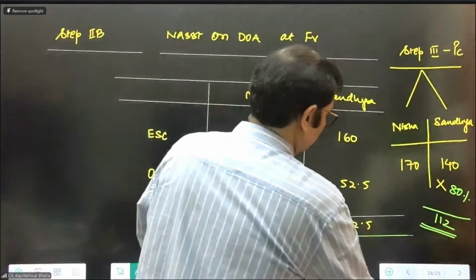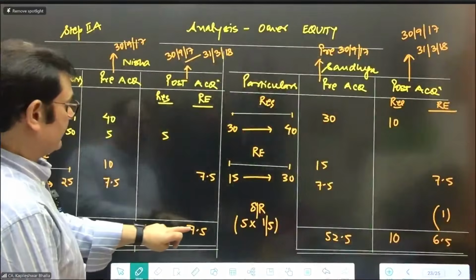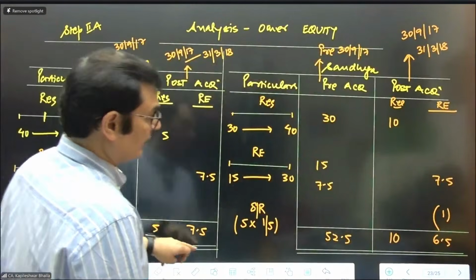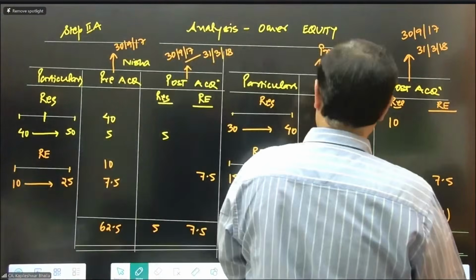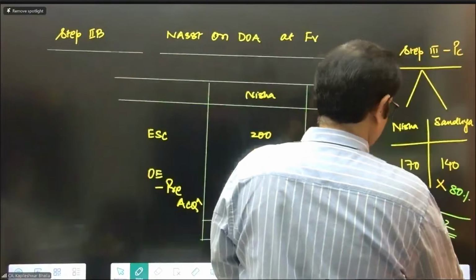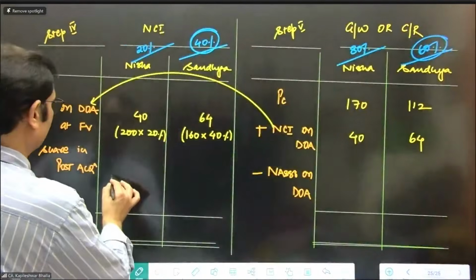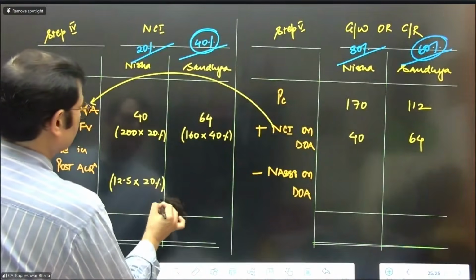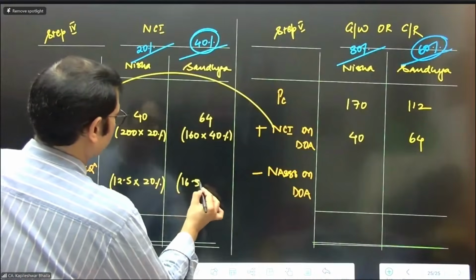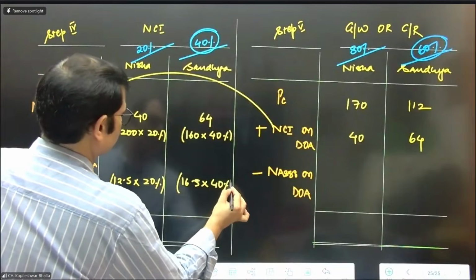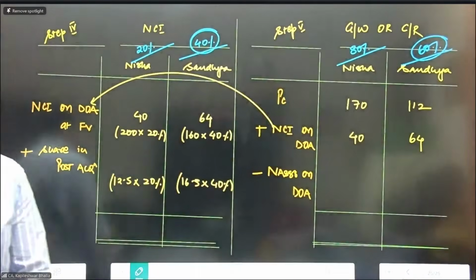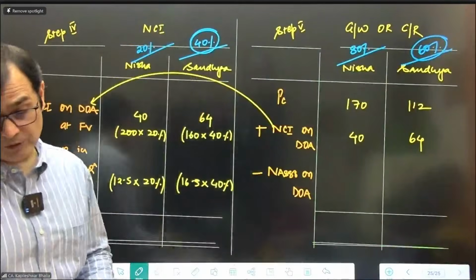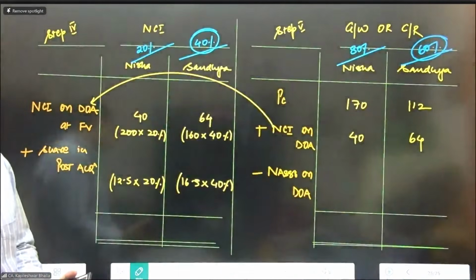The share in the post acquisitions, this is 5 and 7.5, 12.5, and this is 16.5. So this is 12.5 into 20%, and this is 16.5 into 40%. I've taken the reserves and the REs put together because we need to consider the reserves also. We need to consider the other figure also.